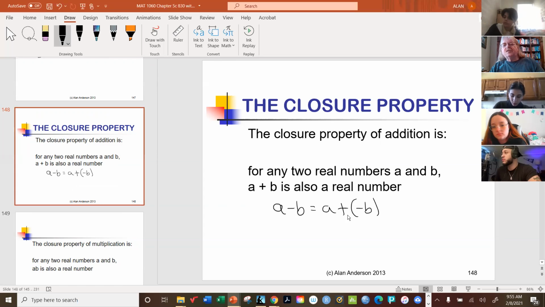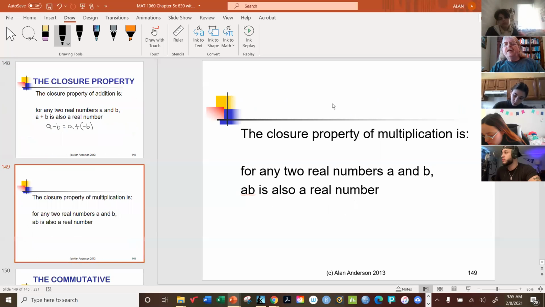And in fact, that's what subtraction actually means. You're just adding a negative number. So technically it is part of addition. Then we have multiplication, and you can probably guess where this is going. If you take any two real numbers and multiply them together, you also will end up with a real number. Of course. What else could it be?